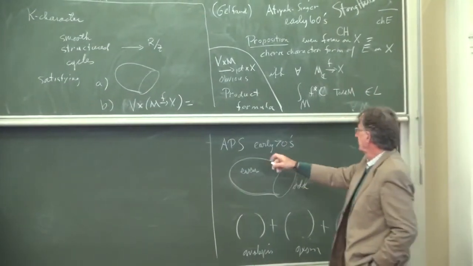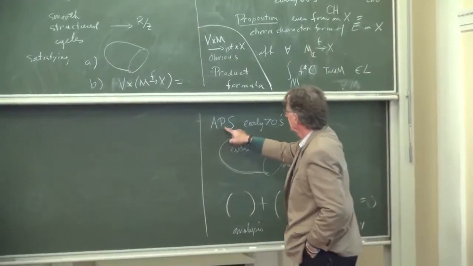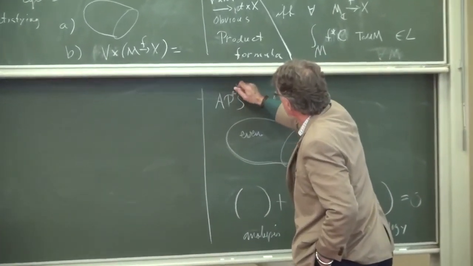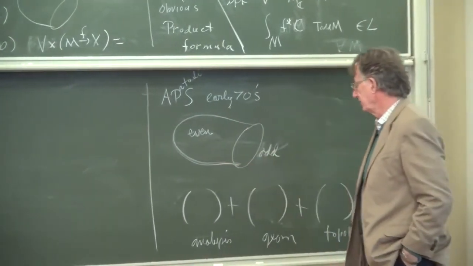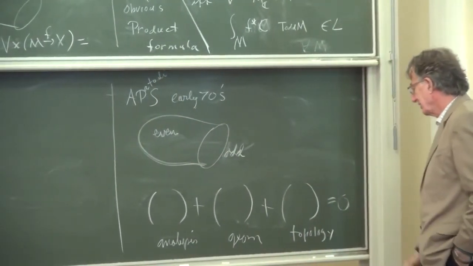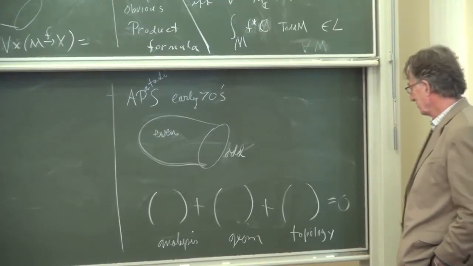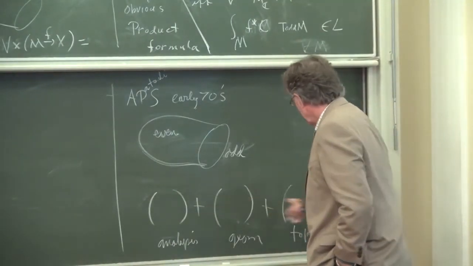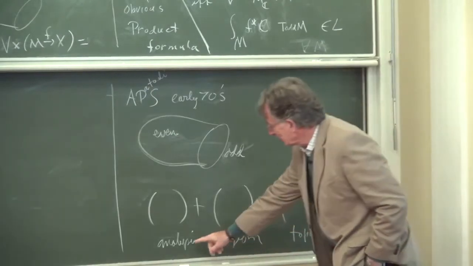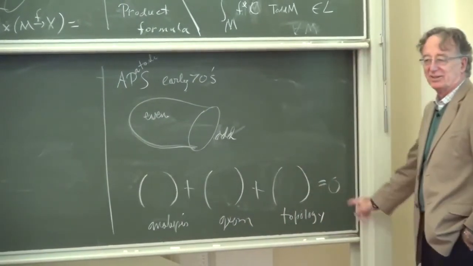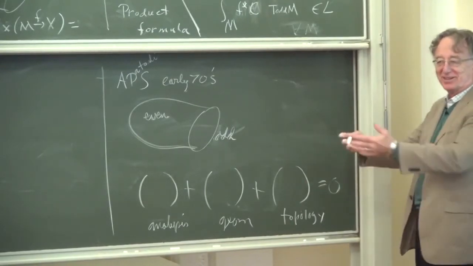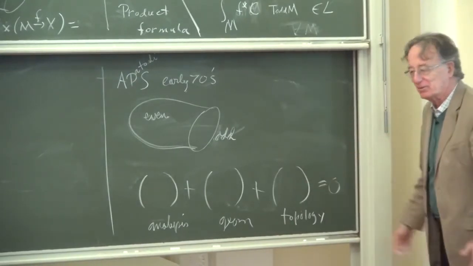This is Atiyah-Patodi-Singer. Atiyah-Singer and then Patodi. And this is when you have a manifold with boundary. And I remember watching Atiyah talk about this theorem. He would write down a formula, and he would say, this term is analysis, this term is differential geometry, this term is topology, and they add up to zero. So, you know, Atiyah likes to sweep.